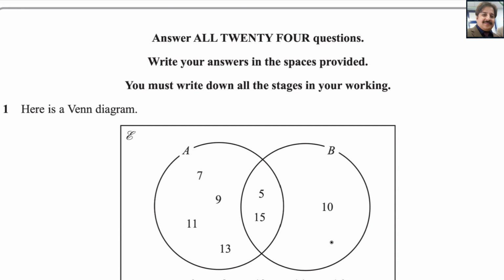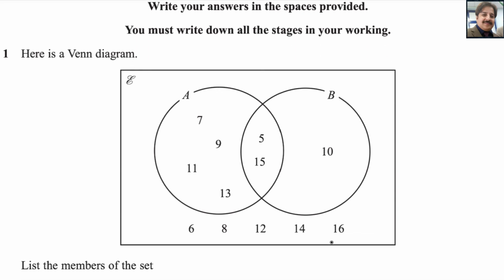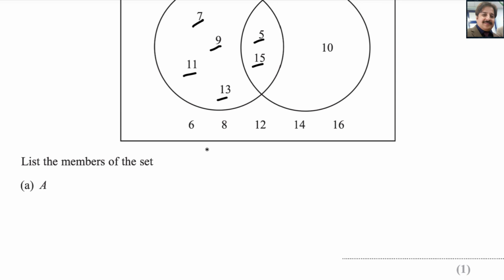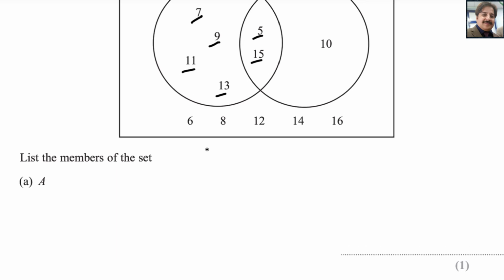Here is a Venn diagram. The universal set is there. The subsets are A and B. The elements are given there inside A and B. List the numbers of the set A. So you have to write all these numbers that are inside A. You know that they are 7, 9, 5, 15, 13 and 11. These numbers are in A. So you have to write in the given space. It is of 1 mark, so directly you can write. Better if you write in order.